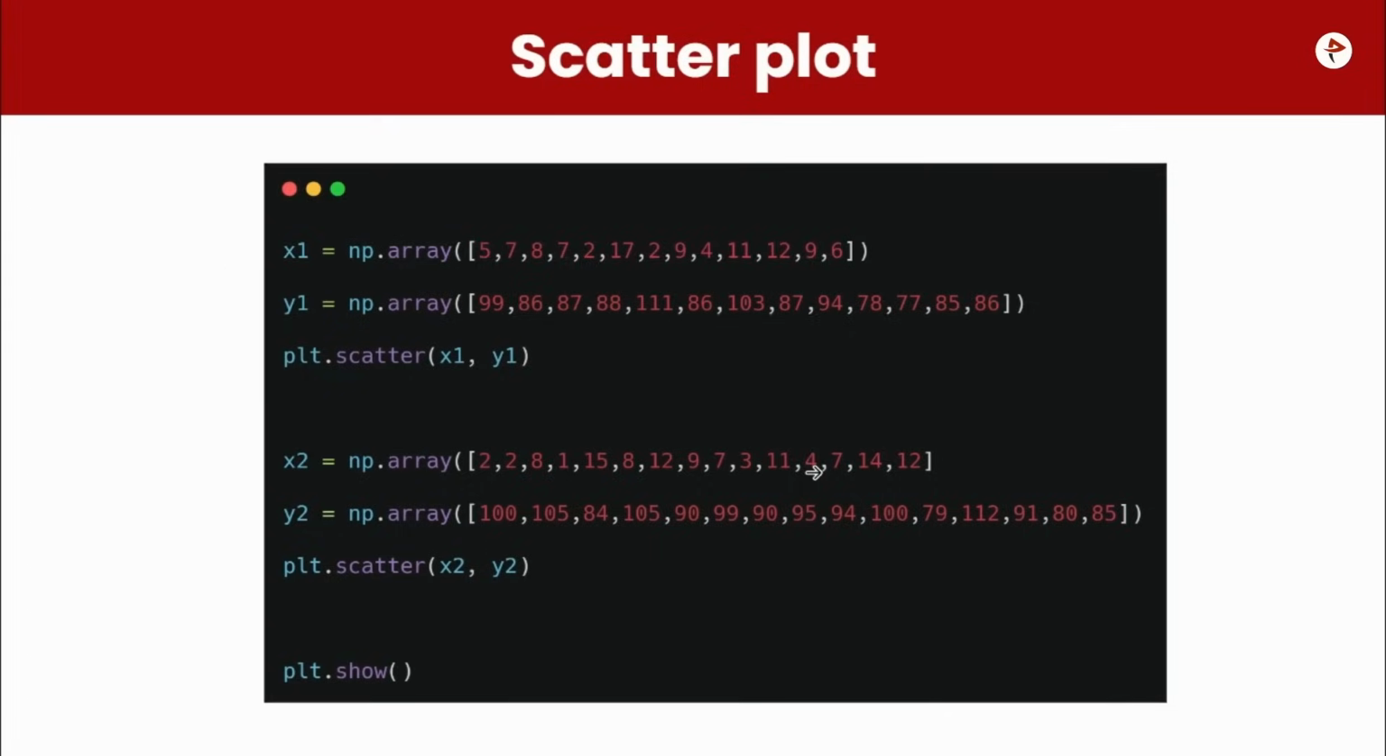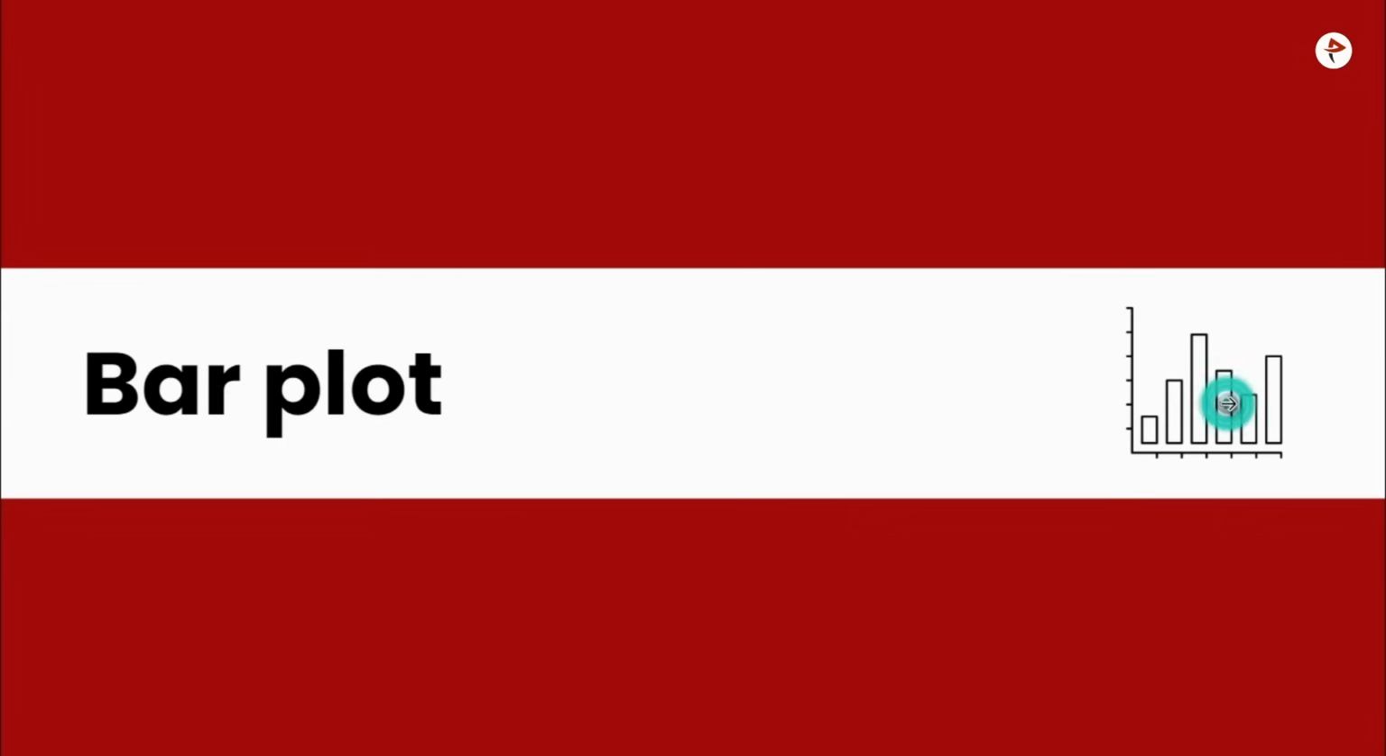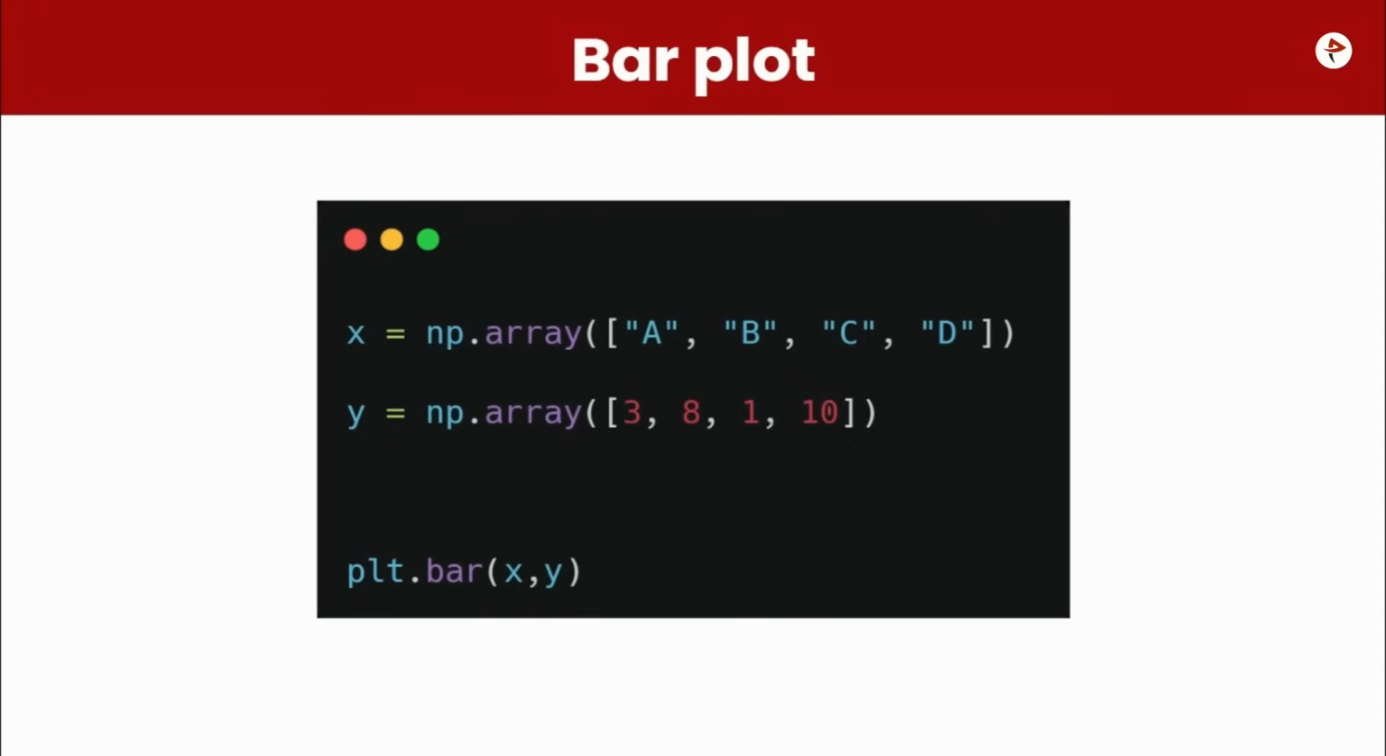This is how you can use a scatter plot. Next, we will move on to the bar plot. So, what is a bar plot? A bar plot is used to visualize. You will get different bars height-wise. You can compare the numerical level of each. Now we will see with this example how a bar plot works.